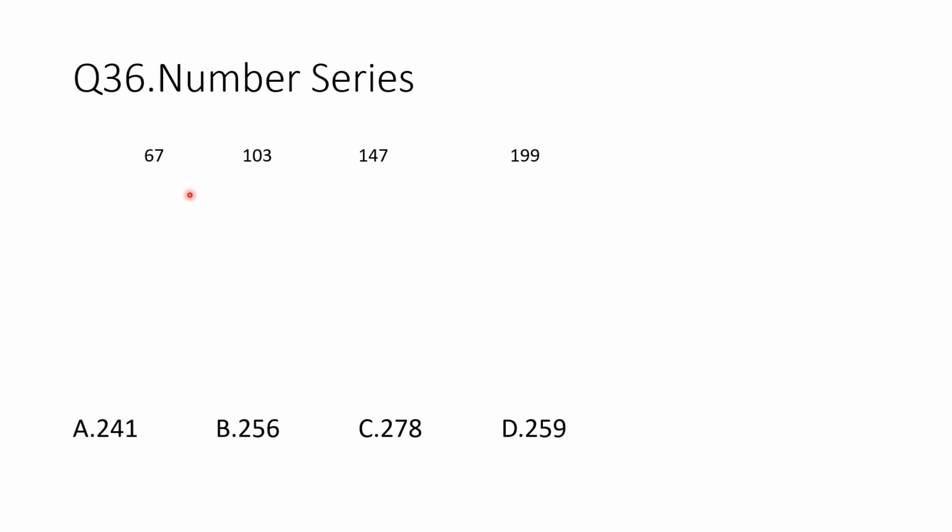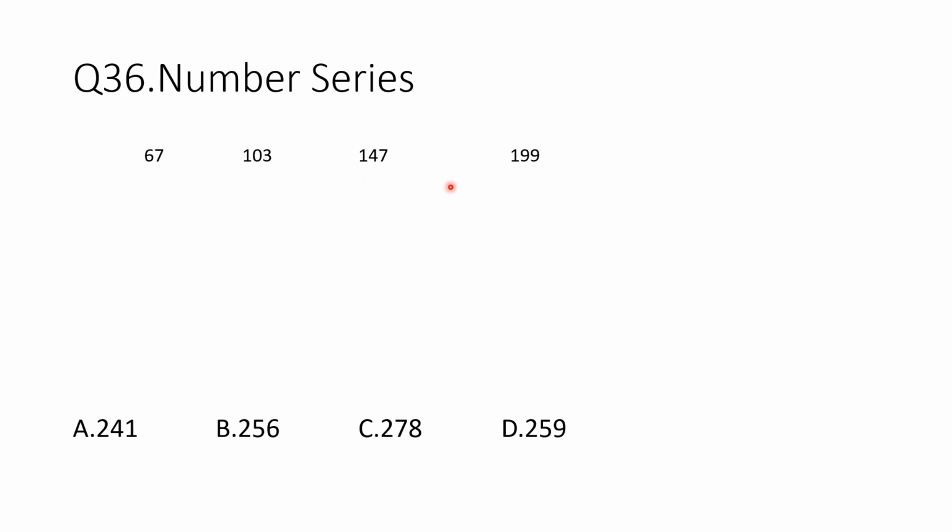See, 67, 103, 147 and 199. Here also you should be able to see some pattern. Why? Because these are near to some squares, right? Think of it. 67 is nearer to what? 103 is near to what?